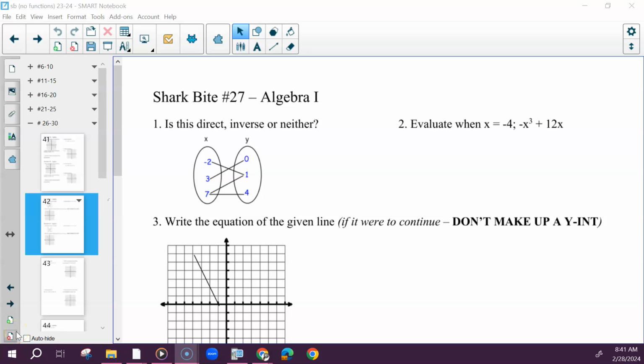Alright, which questions do we want to see? Do go over on the shark bite? Majority 1, 3, and 5. So we'll do those 3.